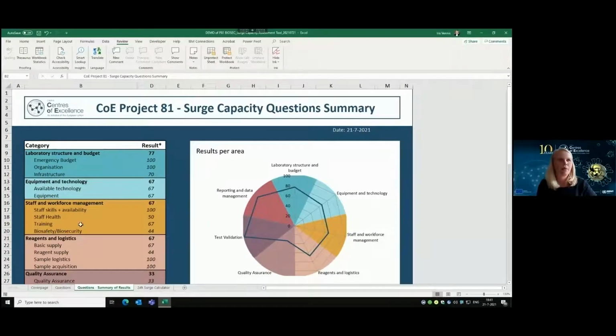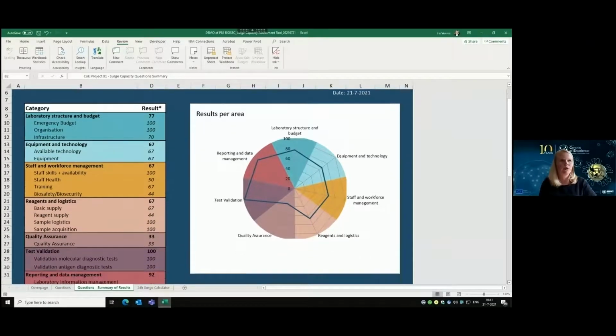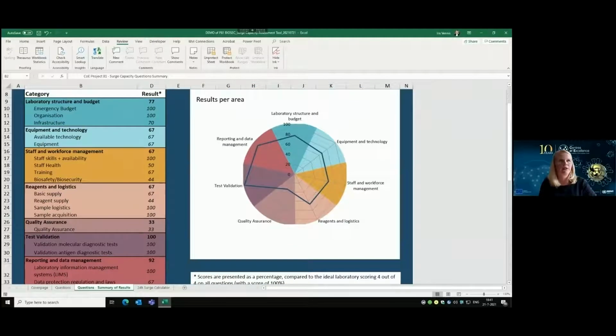I can again click on this blue underlined text, which will take me to the sheet of the question summary of results. So looking at the results, on the left, we have an overview of the results of all the different areas, but also of the subcategories. And the scores are presented as a percentage compared to the ideal laboratory. An ideal laboratory would score 4 out of 4 on all the questions, which would mean they would score 100% on all the different areas and all the different subcategories. So we see here, again, the same color coding, the different areas and the subcategories and the results.